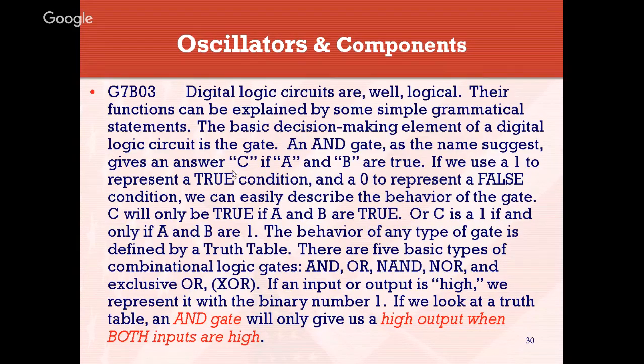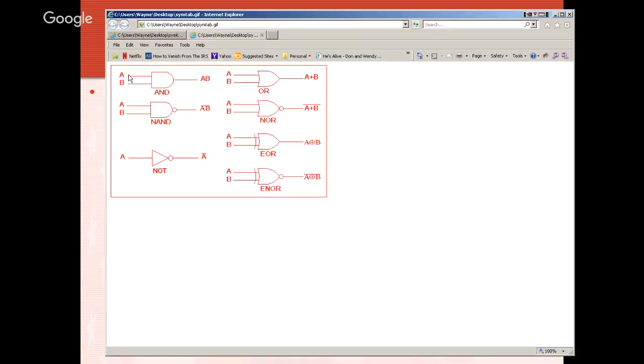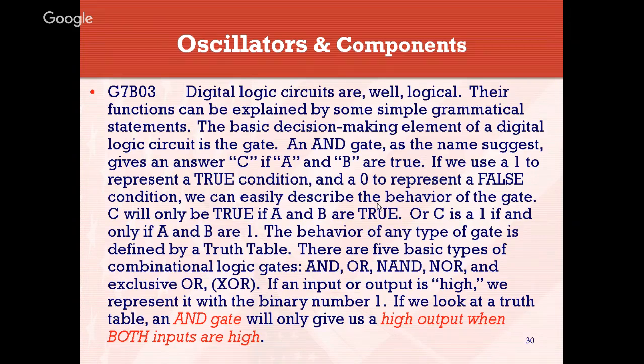So, in other words, what they're saying here is to see if A and B are true. Okay. If there's a 1 and a 1, and since this is an AND circuit, both of these have to be positive for there to be a positive output or a 1 output. And that's what this is saying right here.